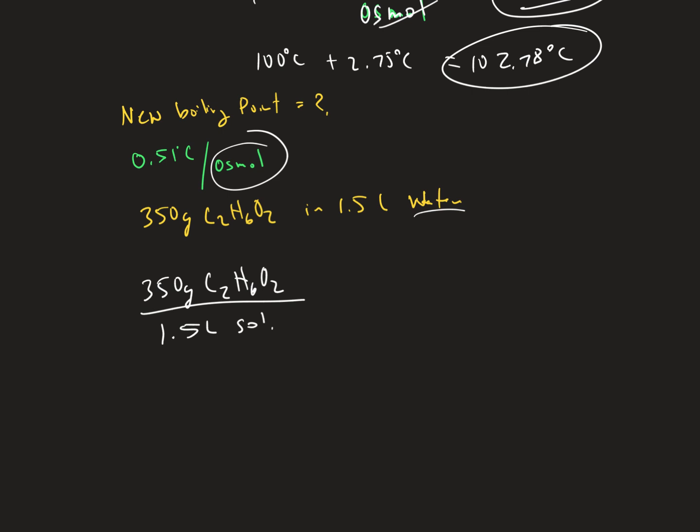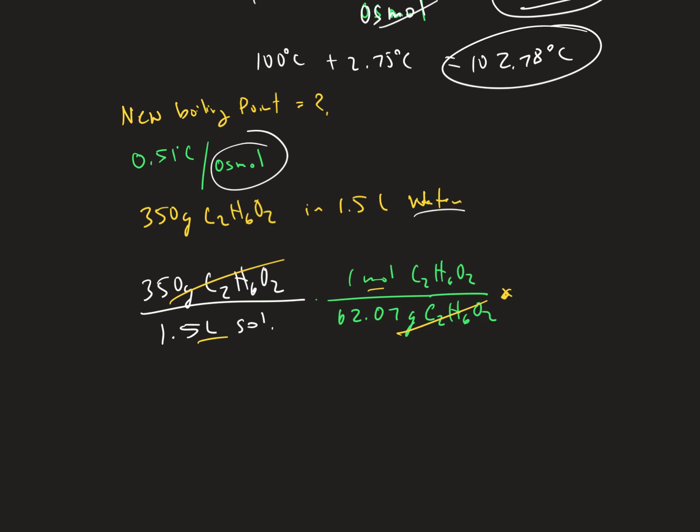Molar mass. Yeah, let's convert grams into moles. How many grams? 62.068? 62.07 grams of C2H6O2 to 1 mole of C2H6O2. Are we good with that step, everybody? Now we have moles per liter. That's great. Do we have osmolarity yet? No. We're going to multiply it by... how many? Just one.